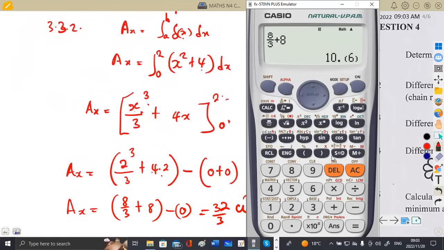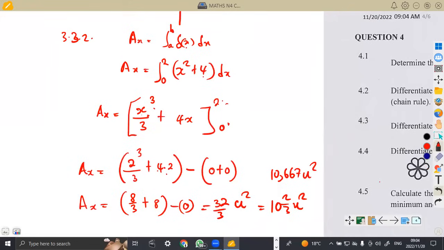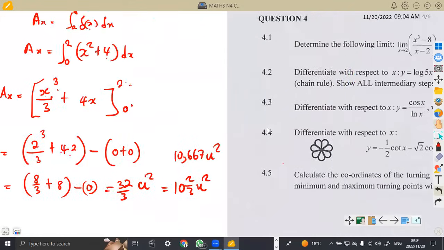I don't know which one is best for you. 10.6667, so it's going to be 10.667 square units. So any of these is going to be your answer from that. Okay, so that was 3.32.